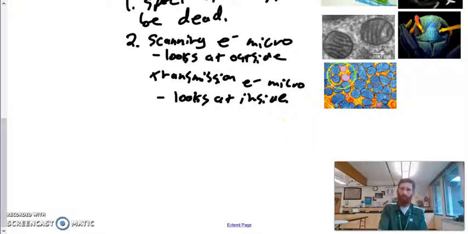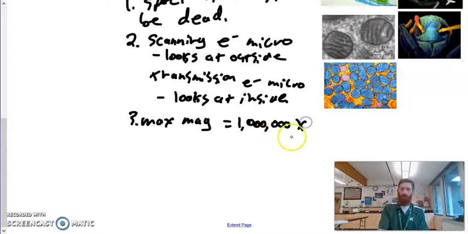Inside of things. So I have some examples here that I'll show you. Number 3, max magnification is 1,000,000x, because an electron has a smaller wavelength than a photon of light, so we can get higher resolution. So max magnification equals 1,000,000x, right? So we can barely see viruses.